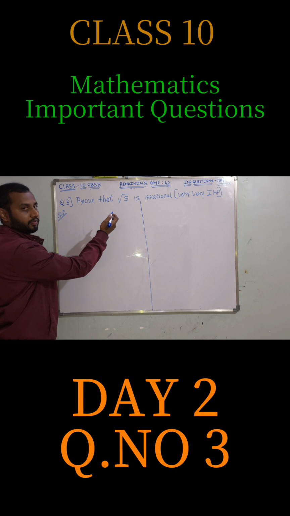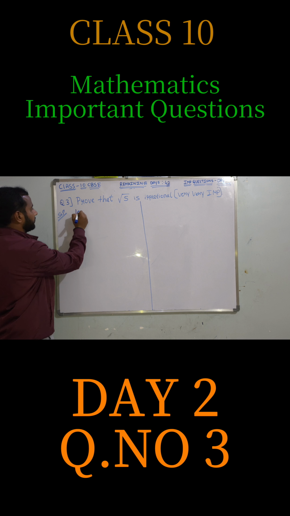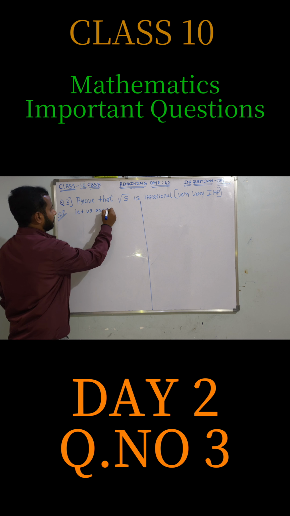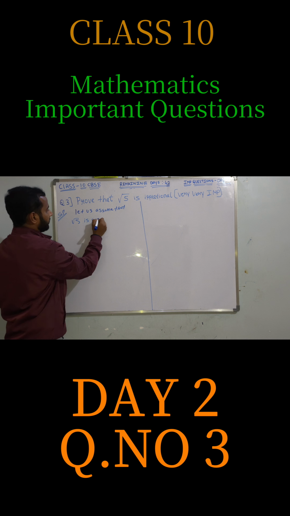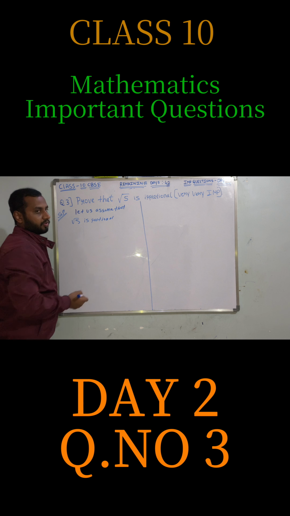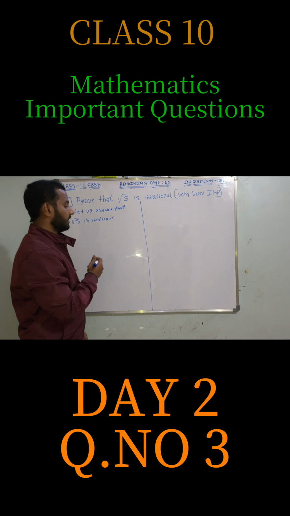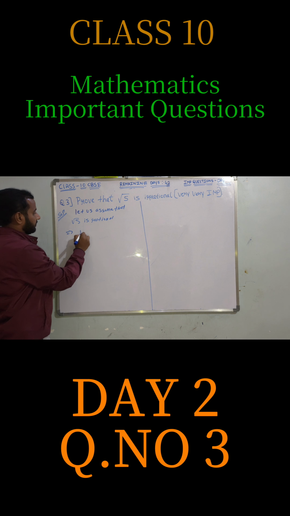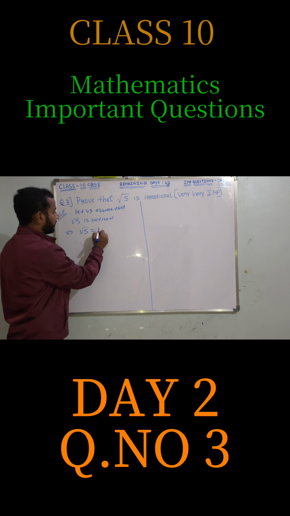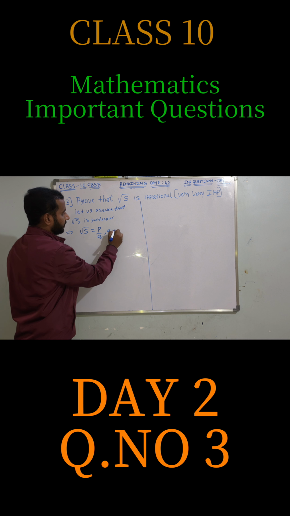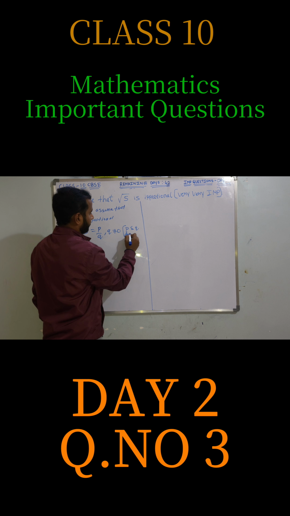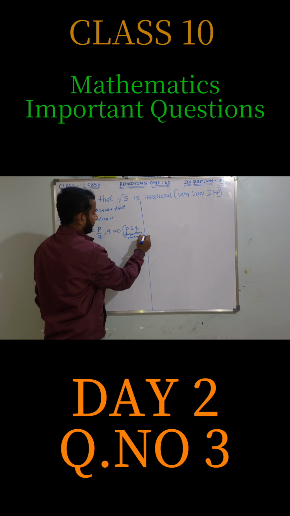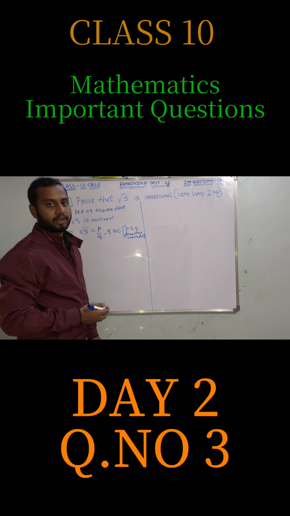Now to prove that root 5 is irrational, let us assume that root 5 is rational. What is rational? If root 5 is rational, then it can be written in the form of p by q, where q is not equal to 0. And p and q do not have any common factor.